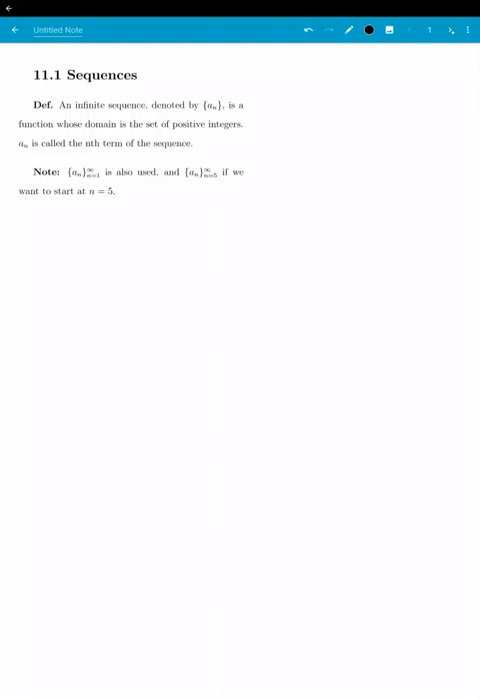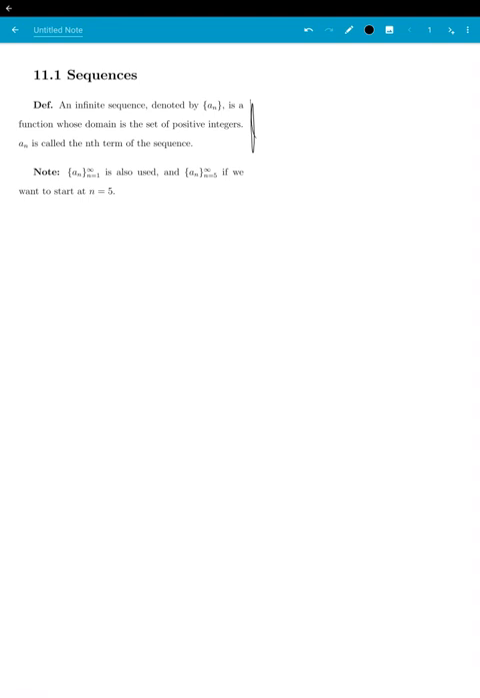Okay, so now we're into our last chapter, chapter 11 of the textbook. So talking about sequences. So here's our formal definition here. And I think it's perhaps easier to just think of a sequence as being a set of real numbers that are in a particular order.